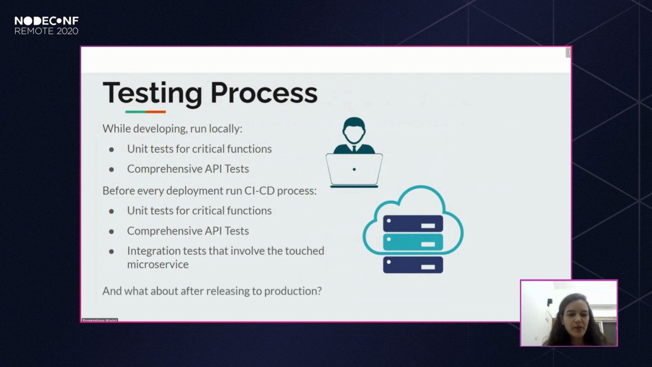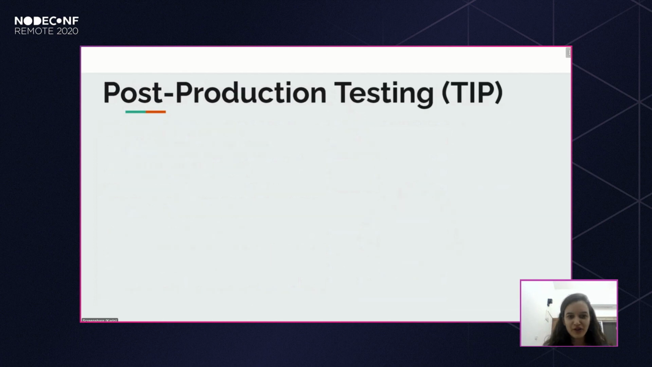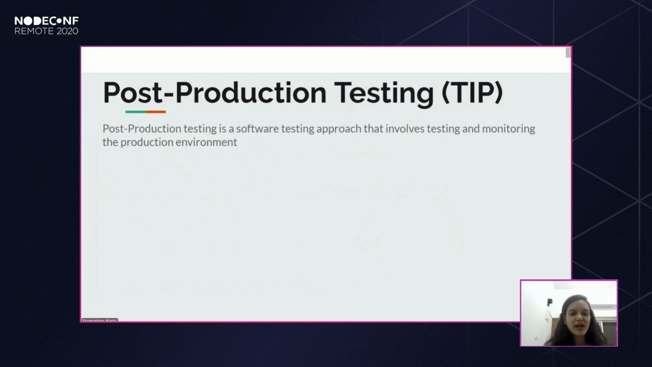So up till now, we talked about pre-production tests. What about after we're releasing? So post-production testing, and this is the bit I wanted to talk about. Post-production testing is basically an approach of testing and monitoring your production environment. So first of all, you're going to ask me, why should we test our production environment? Why is it necessary? We invested so much in testing up till now.